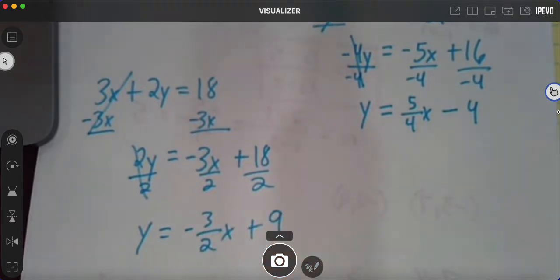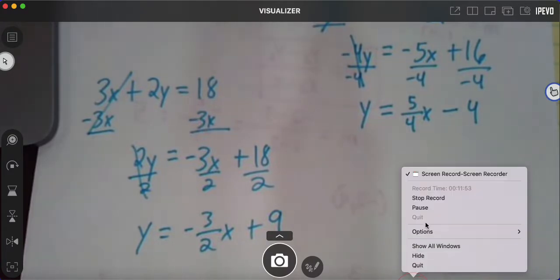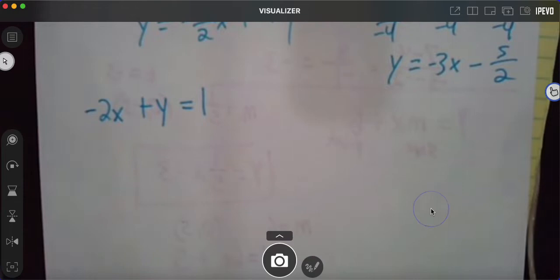I know y'all have already started. Y'all can do number 7 and number 8, okay? And on number 8, just make sure you reduce.